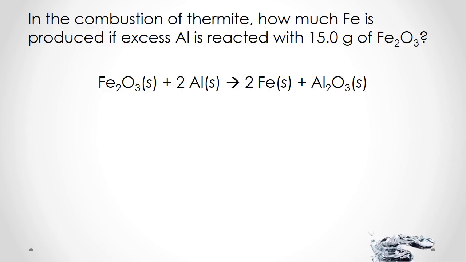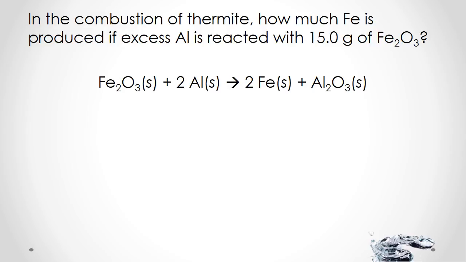So let's go ahead and try another one of these conversions. In the combustion of thermite, how much iron is produced if excess aluminum is reacted with 15.0 grams of iron(III) oxide? Well, the first thing we have to know is what is the equation for the thermite reaction. And that's going to be Fe2O3 plus 2 aluminums gives 2 irons plus aluminum oxide, or Al2O3.